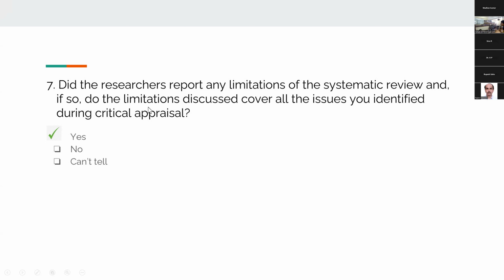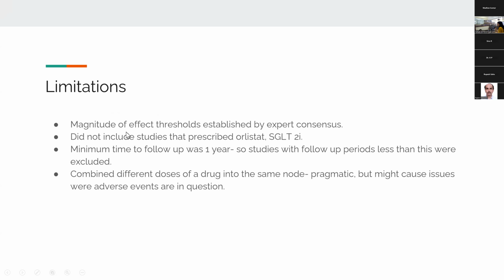Did they report limitations? Yes, they did. The 0.8 magnitude of minimal effect that we used for mortality was not based on prior studies, it was based on ACP's expert consensus guideline. So that was one limitation. They did not include studies prescribing Orlistat and SGLT2 inhibitors, which are not FDA approved drugs for weight loss, but we still use them in practice.